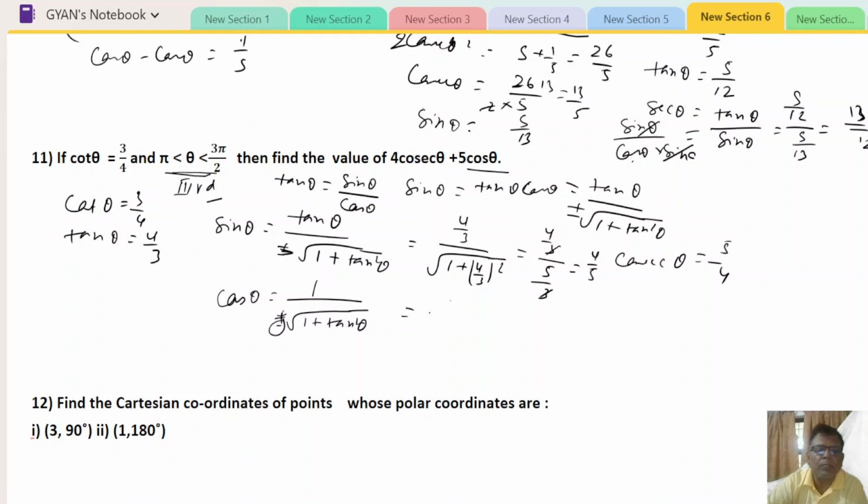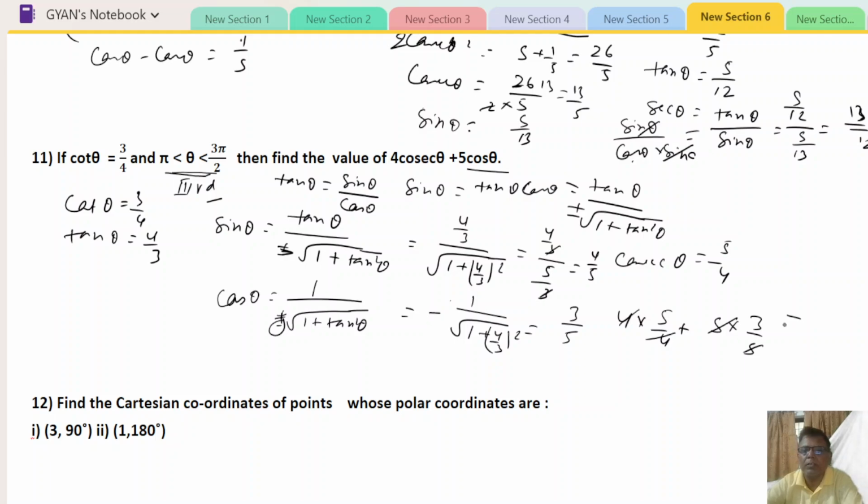So minus 1 by root over 1 plus the whole square of 4 by 3. So that will give 3 by 5. So now you solve it. So 4 into 5 by 4 plus 5 into 3 by 5, that is 5, 3, 8. This is 8.